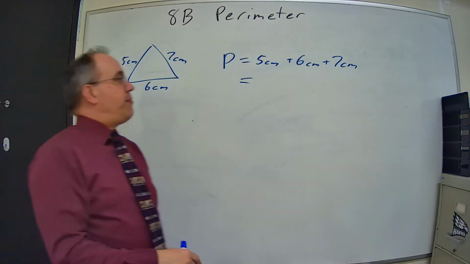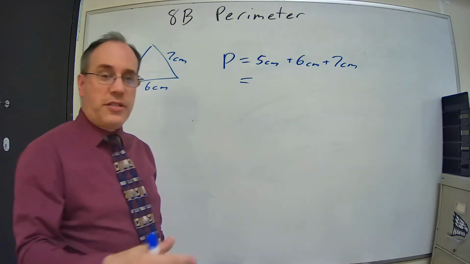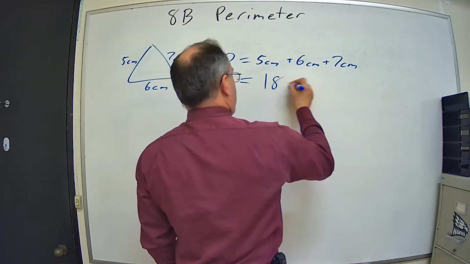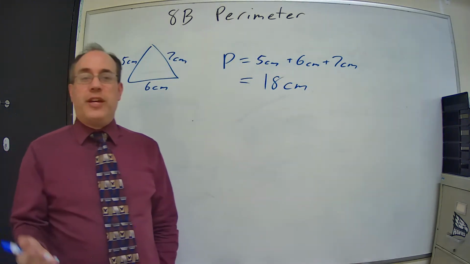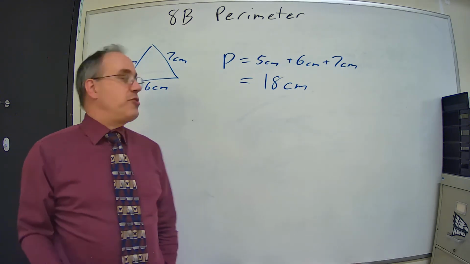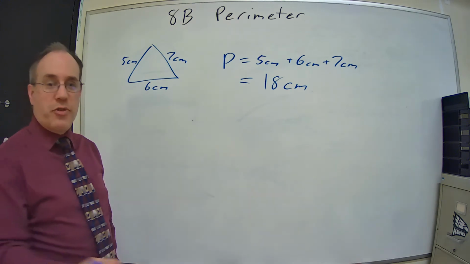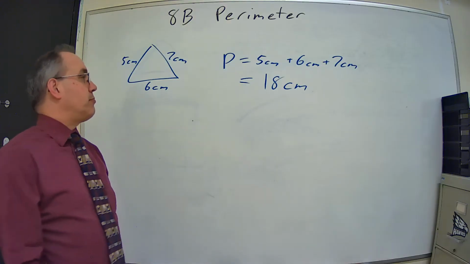Well, if I have 5 centimeters plus 6 centimeters, that's 11 centimeters. Plus 7 more centimeters gives me 18 centimeters. Centimeters is the unit. So that's our unit of measurement. We're measuring in centimeters as opposed to measuring in inches or feet or meters or miles.